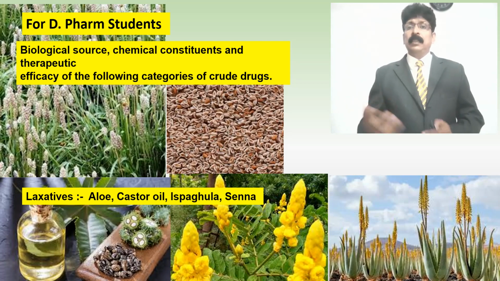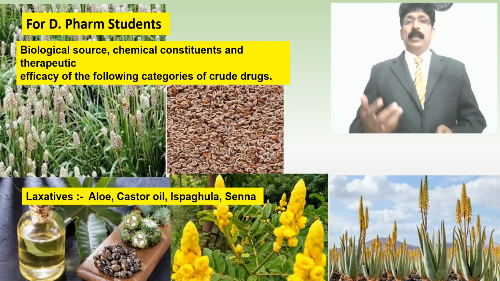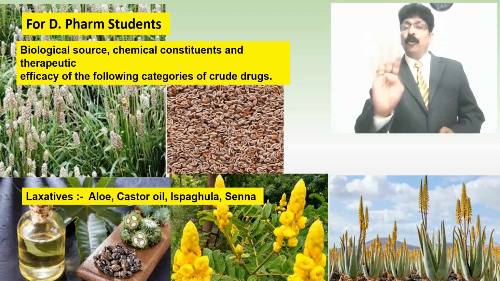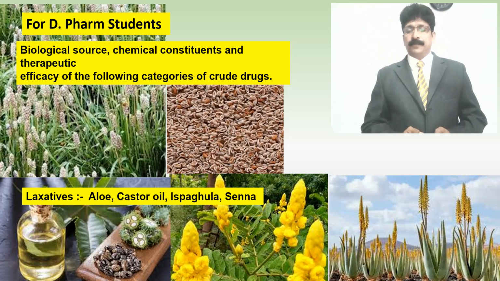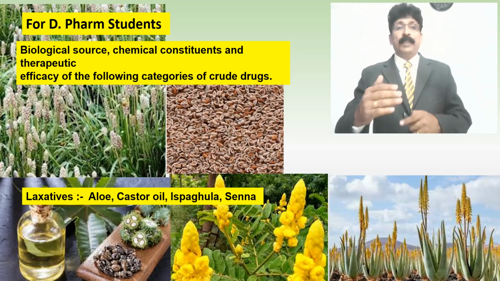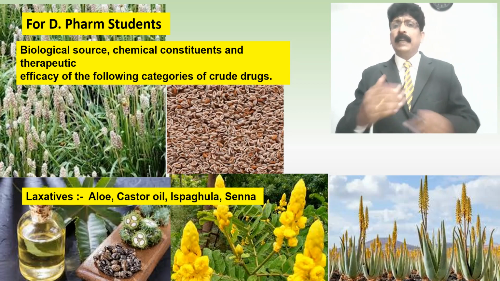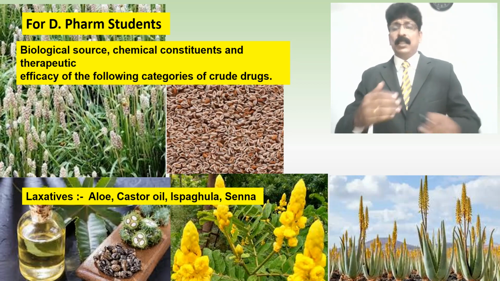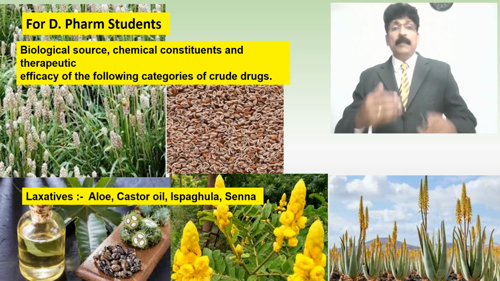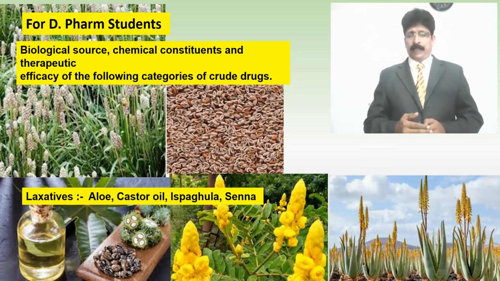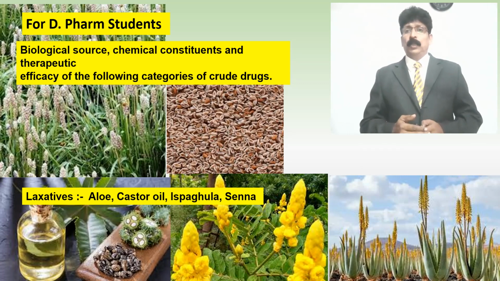There are many natural herbal drugs, but they have given only 4 for the diploma in pharmacy students. So according to that, you have to study the source, chemical constituents and the therapeutic efficacy, or the pharmacological action, or the use, application, medicinal use of the drug. It is necessary for the students to study and to know and to clearly write in the examination.